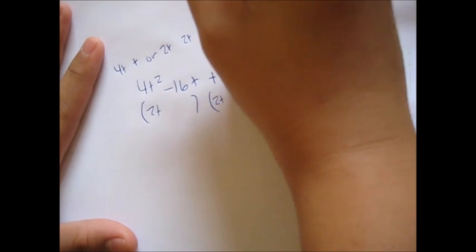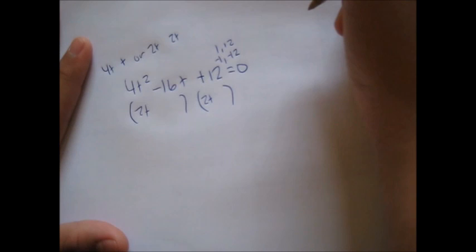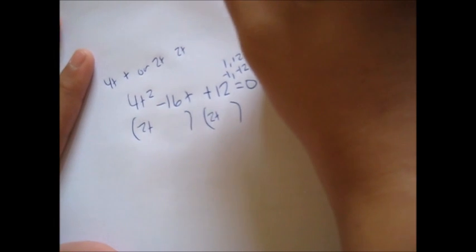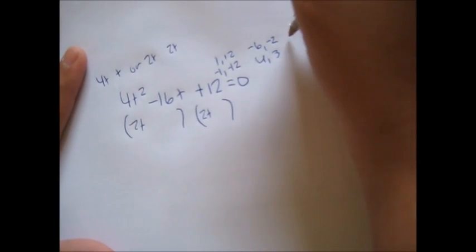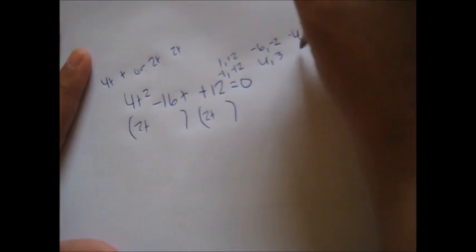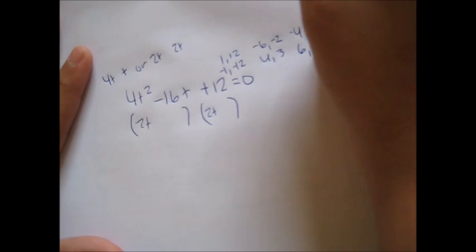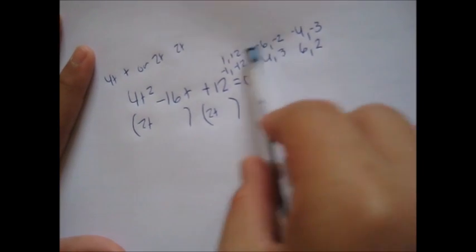Then the last position, you need to find the factors of the last term, which is 12. There's a lot of factors for positive 12, but you can try each one of them. Some of them will not work, some of them will not work either. Well, just one of them will work, I think.